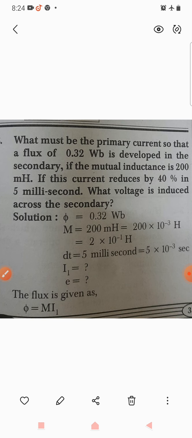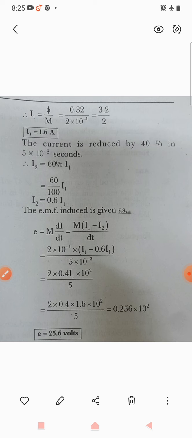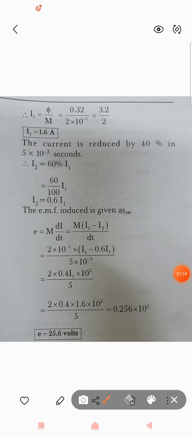The flux is given as phi is equal to M into I. So I1 is equal to, since flux phi is equal to M into I, our first aim is to calculate the value of electric current flowing through the primary coil. So 0.32 upon 2 into 10 power minus 1. It will go to the numerator, so it becomes 3.2 divided by 2. So the electric current in the primary, I1, we have got as 1.6 ampere.